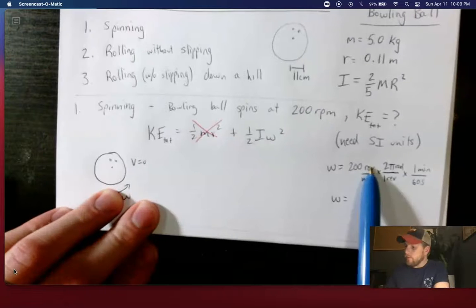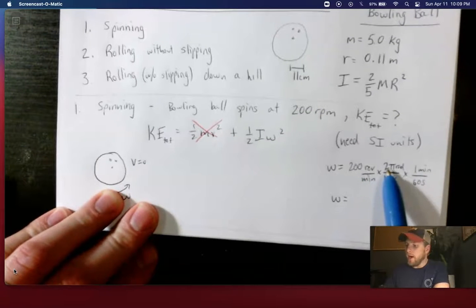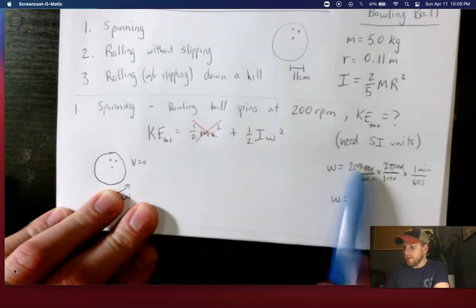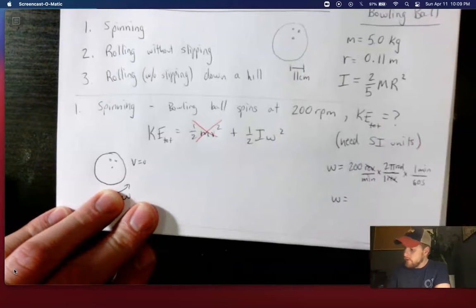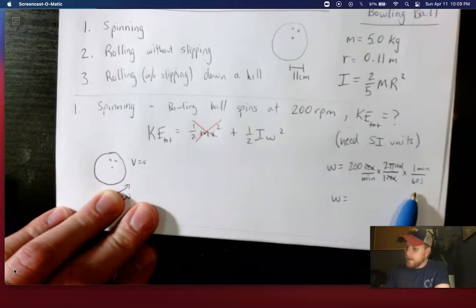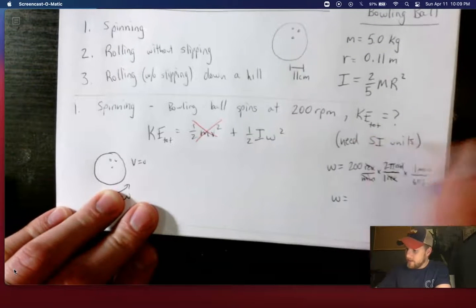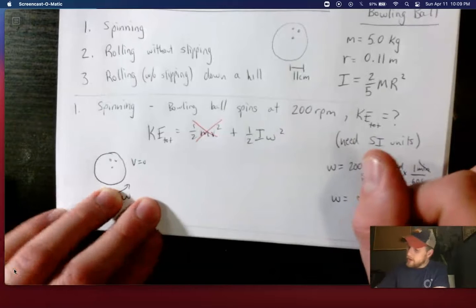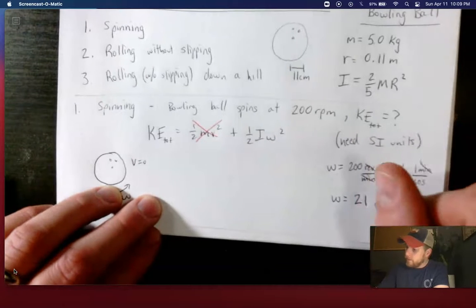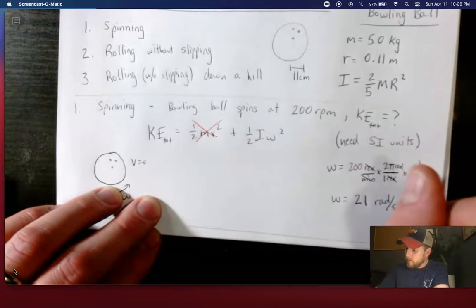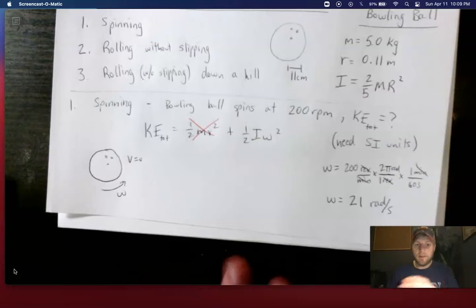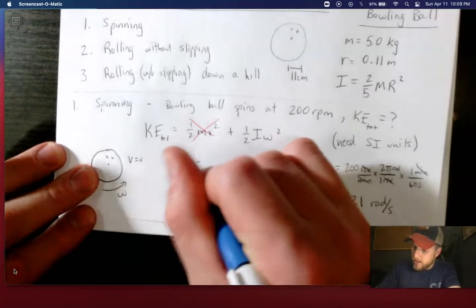To convert revolutions per minute, I need to multiply by 2 pi radians divided by 1 revolution to cancel my revolutions. And then I need to cancel minutes by dividing by 60 seconds. I end up with about, I'm going to round here, 21 radians per second. So that makes our calculation of the kinetic energy quite easy.